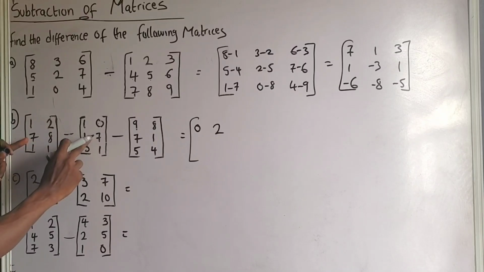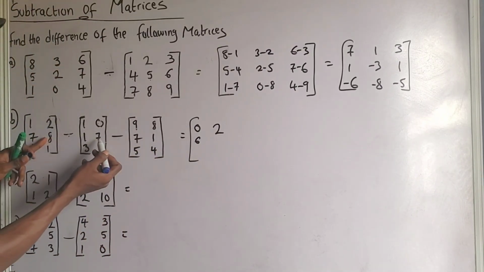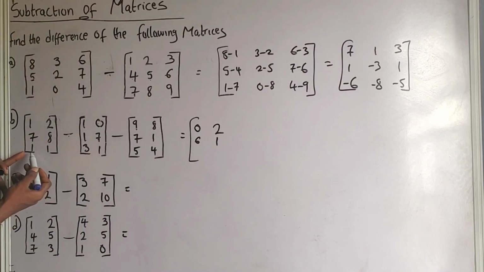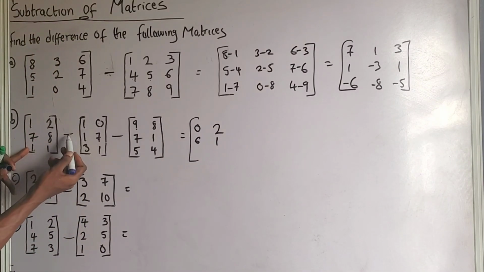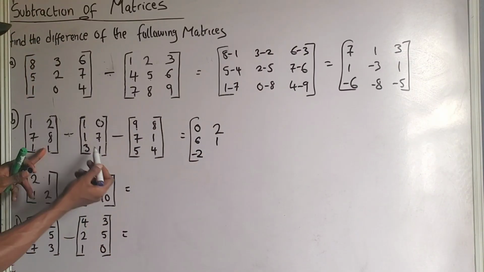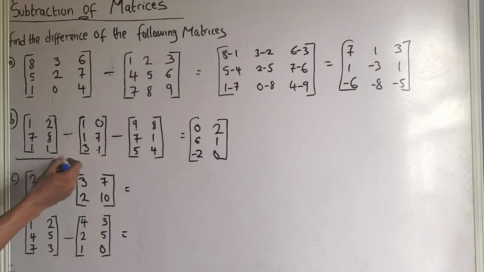7 minus 1 is 6, Abi. Then here I'm going to have 8 minus 7. 8 minus 7 is 1. Now for the next one, we have 1 minus 3. So I'm going to have negative 2. And then 1 minus 1. That is 0. Okay. So we are done with the difference between this and this matrix.